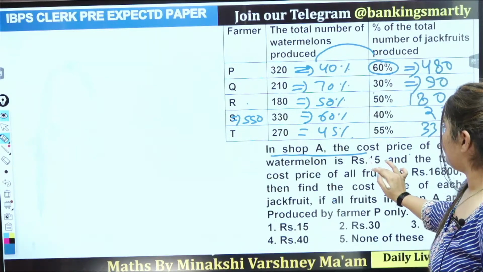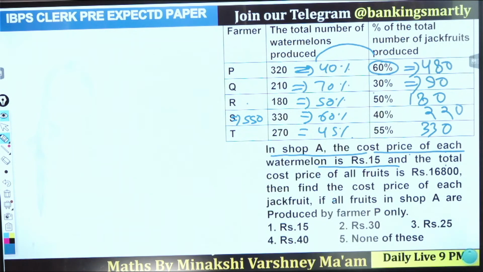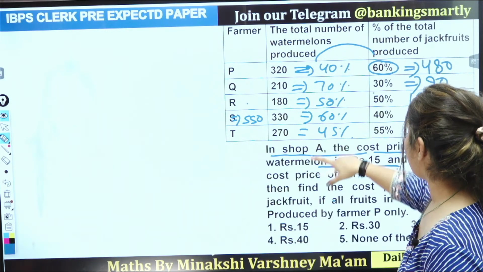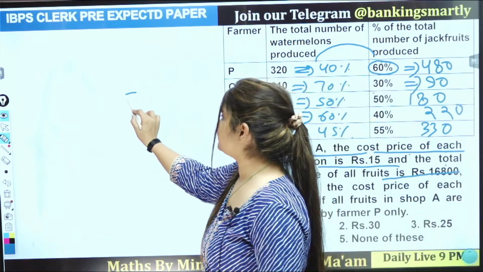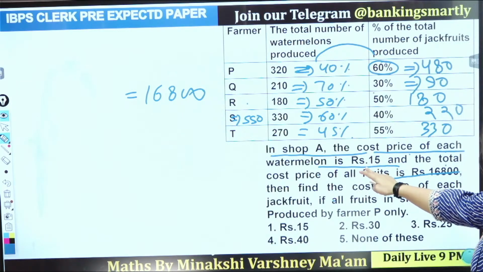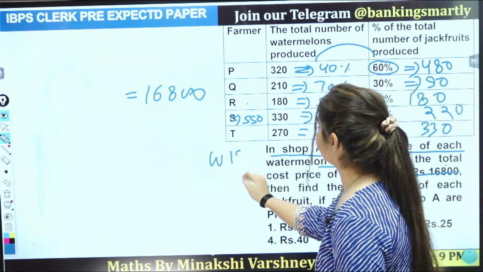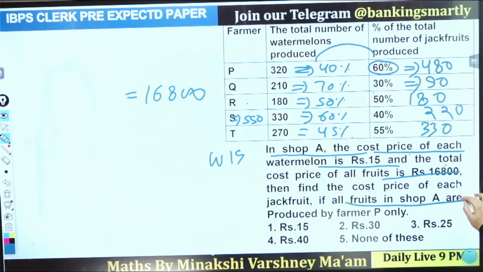In shop A, the cost price of each watermelon is 15 rupees. The total cost price of all fruits is 16800. Clear? Now the price of watermelon is 15 rupees. Find the cost of each jackfruit if all fruits of shop A are produced by farmer P only.